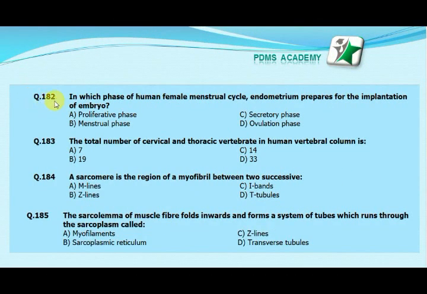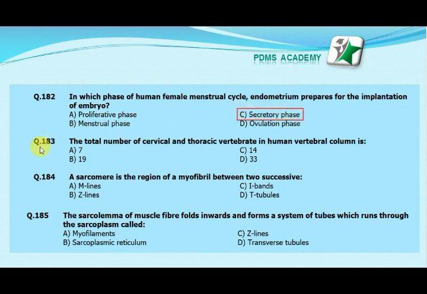Our next MCQ is: in which phase of human female menstrual cycle does the endometrium prepare for the implantation of embryo? Option A, proliferative phase. Option B, menstrual phase. Option C, secretory phase. Option D, ovulation phase. Our correct answer is C, secretory phase.